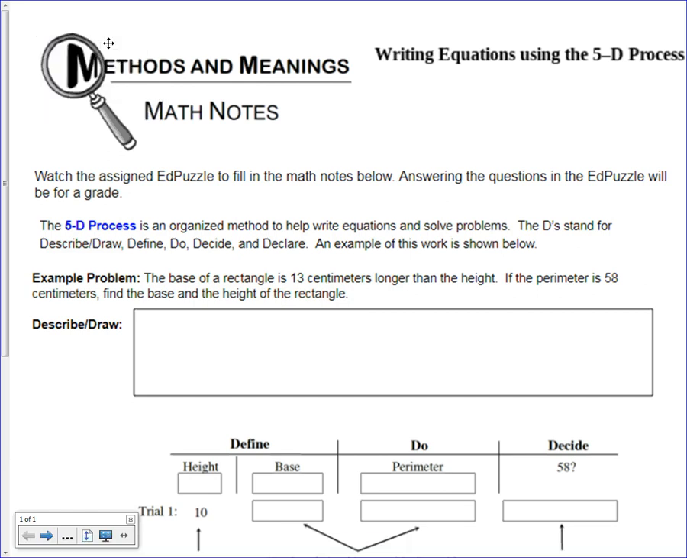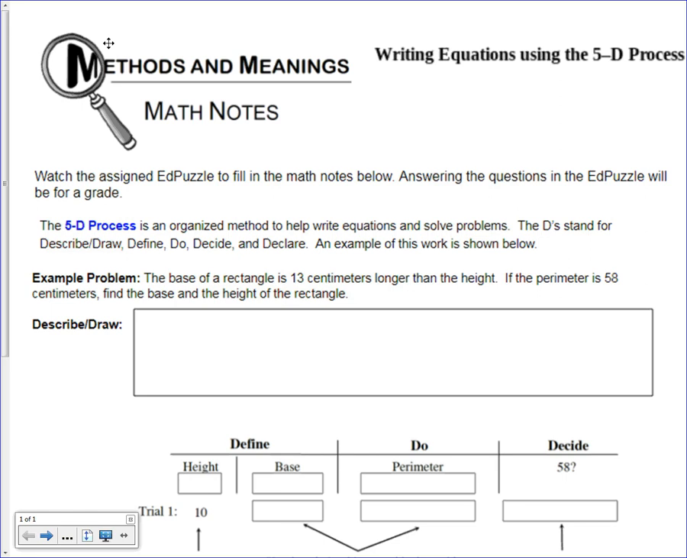Today's math notes is about writing equations using the 5D process. Hopefully you remember the 5D process from last year. But to recap, the 5D process is an organized method to help write equations and solve problems. And the D's stand for describe and draw, define, do, decide, and declare. And an example, we're going to work it out below.